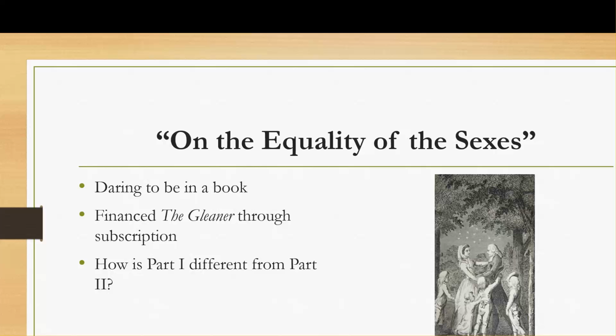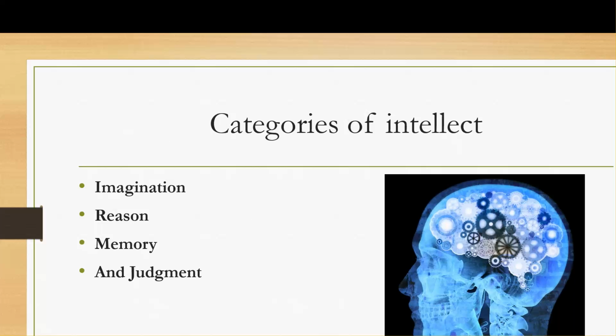With On the Equality of the Sexes, you have a polemic. A polemic is an argument separated into two extremes, like poles, like North and South Pole. A polemic about gender inequality. It's didactic fiction. Didactic fiction is meant to teach and instruct. And she's asking a question about, well, what happens to a woman who pursues knowledge? In it, Murray looks at categories of intellect. And here are the categories represented on the screen. It's something that I'm sure you picked up on in your reading.